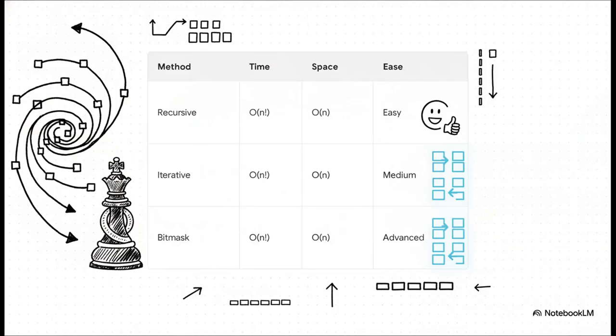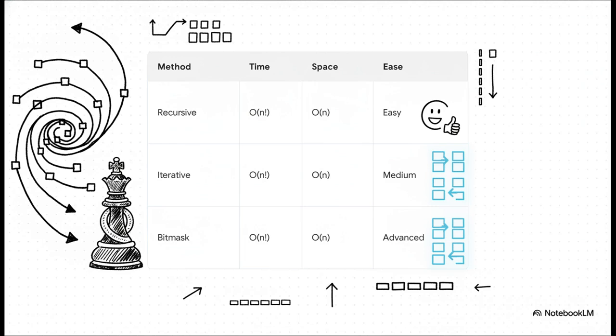If we compare the stats side by side, whether you use the recursive approach, the iterative approach, or even a highly advanced bitmask technique that uses integer bit shifting for maximum speed, the worst-case time complexity remains strictly exponential. It's O of n factorial across the board. The problem just naturally grows that fast.